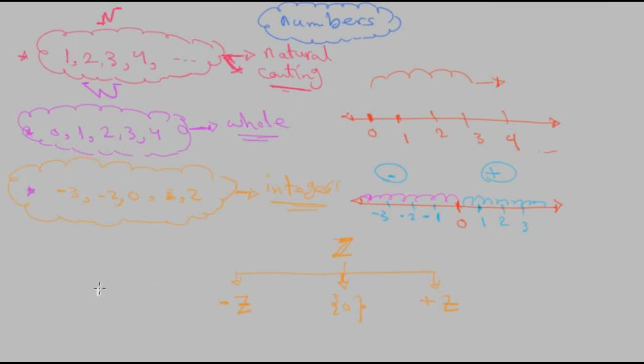We have firstly N in a circle. After that we have W, which is bigger than N. After that we have Z, which is bigger than W and N, and contains W and N also. Okay, so that's what we have today.